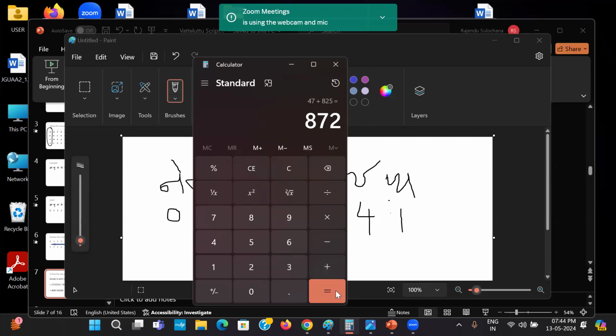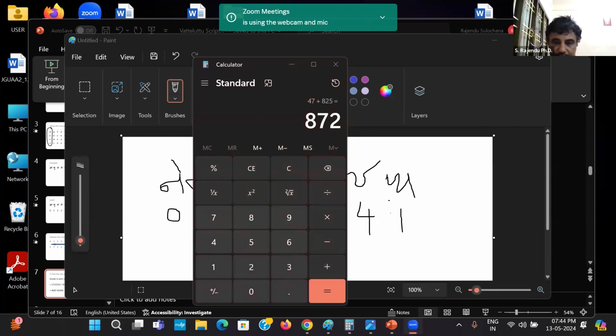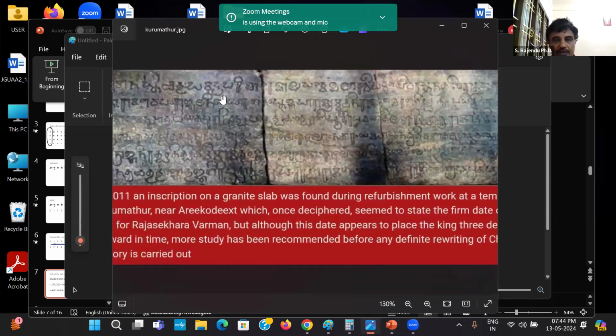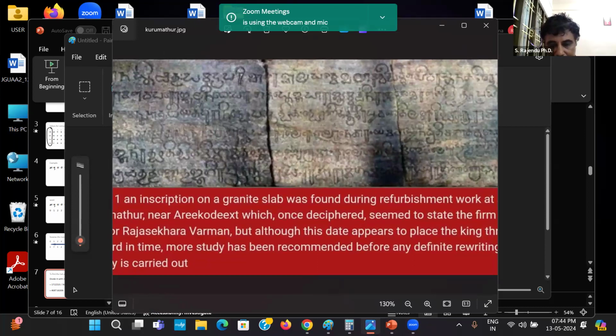This inscription was written. This inscription is a 9th century inscription. This was written in the year 872 CE.